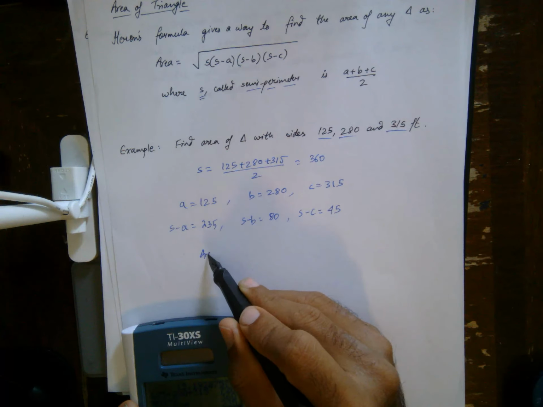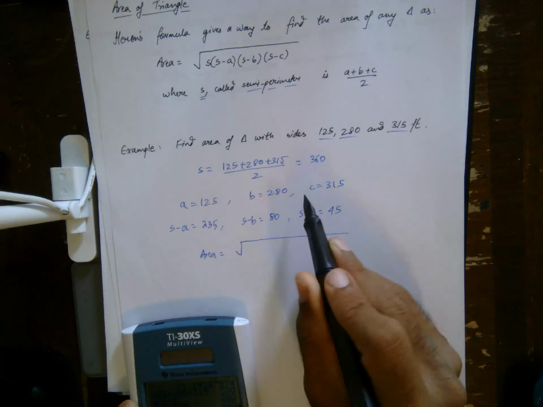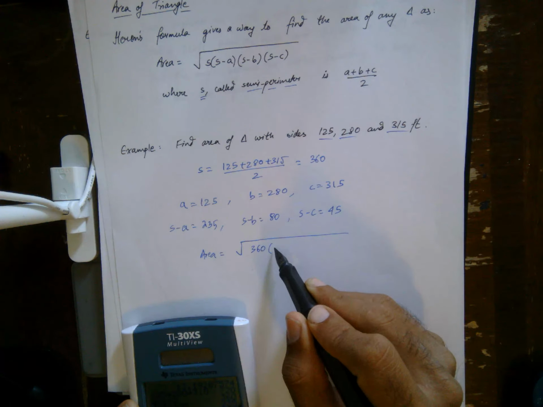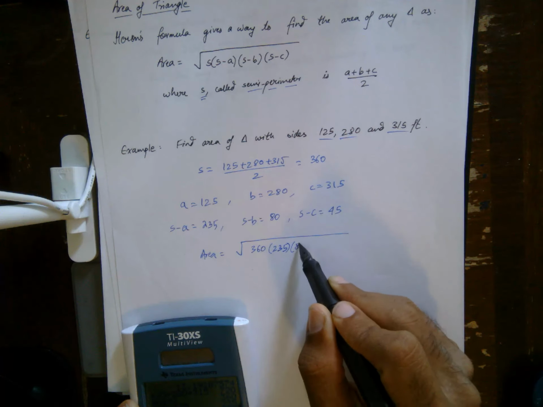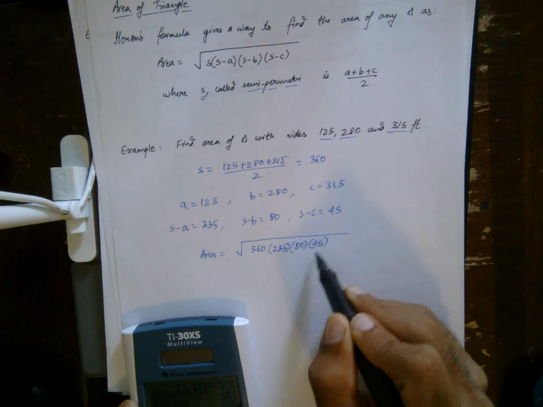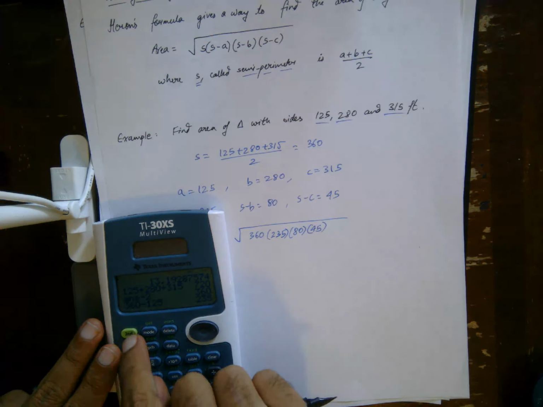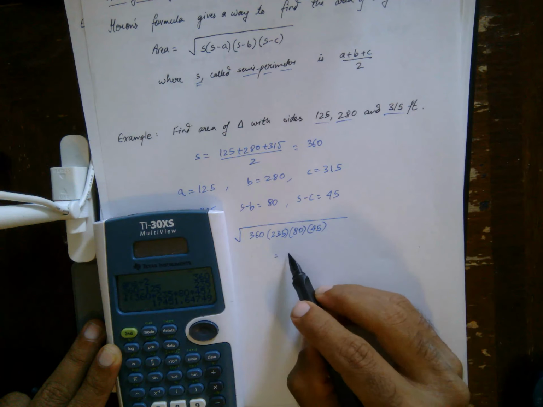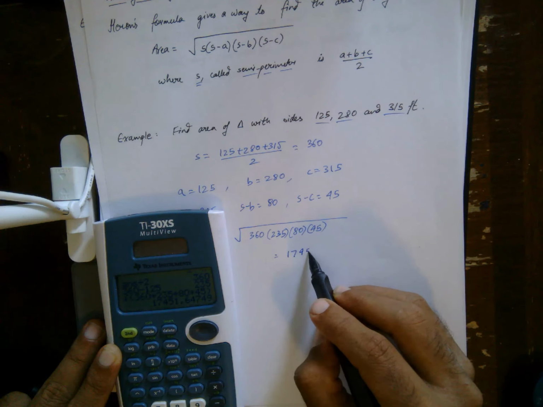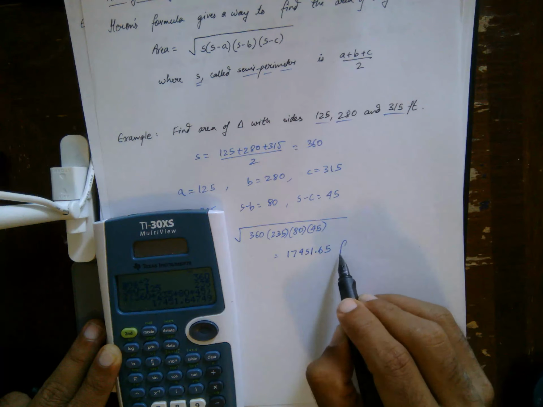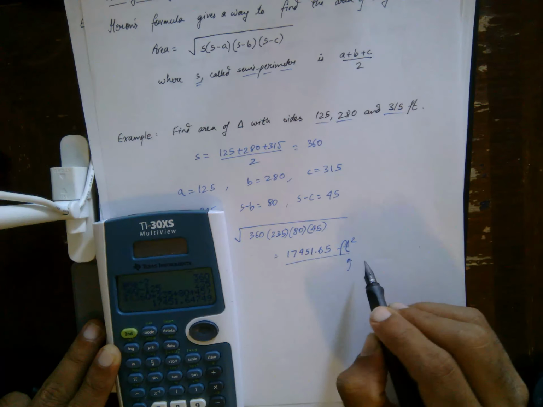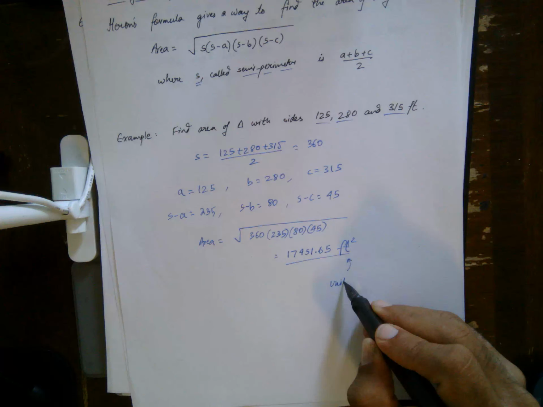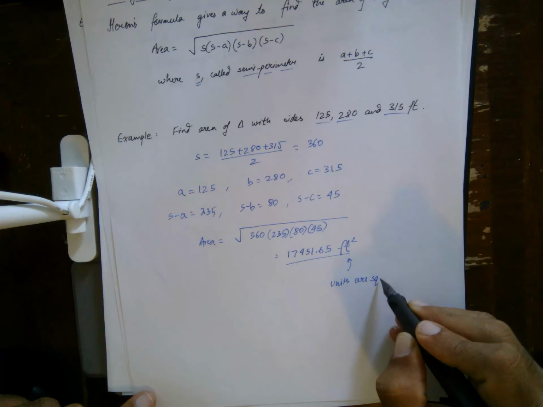So the area is going to be square root of s times s minus a times s minus b times s minus c, which is just square root of 360 times 235 times 80 times 45. It's a big number, 17451.65. With the units, be careful. Units are squared because it's an area.